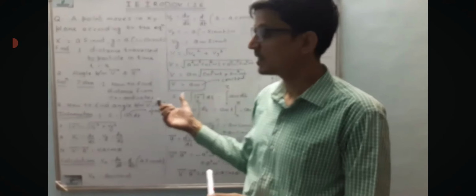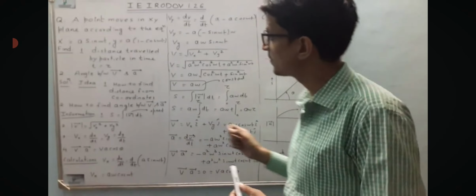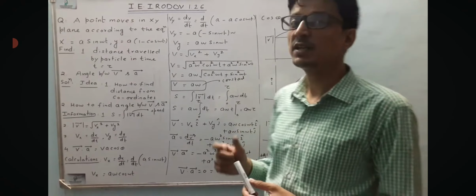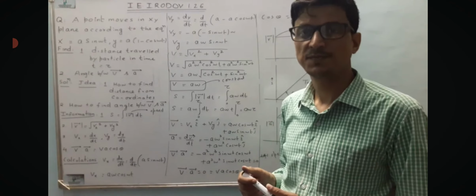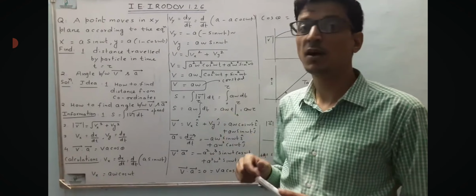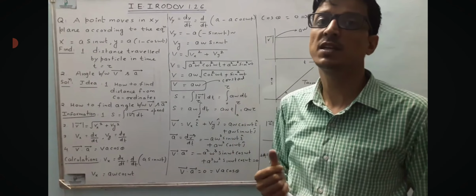Now let's think for the ideas. The first idea is how to find distance from the coordinates. And the second is how to find the angle between velocity and acceleration.